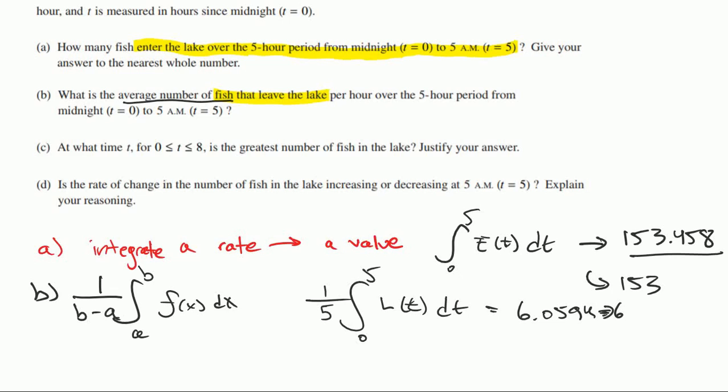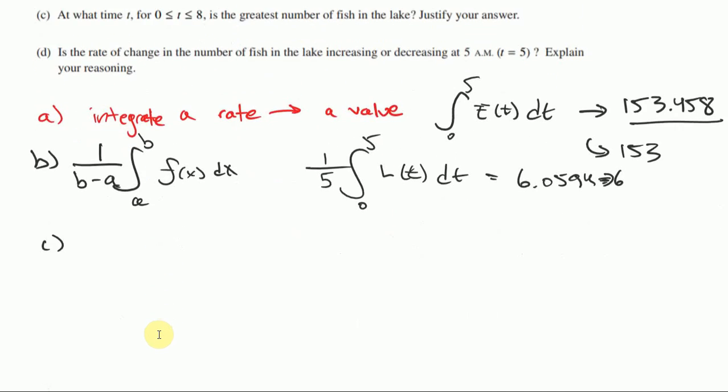All right, next, part C. It asks us, at what time t for 0 less than or equal to t less than or equal to 8 is the greatest number of fish in the lake? Justify your answer. I'll justify it out loud, so I don't really need to write a justification down.